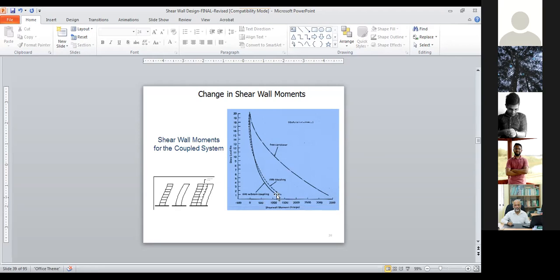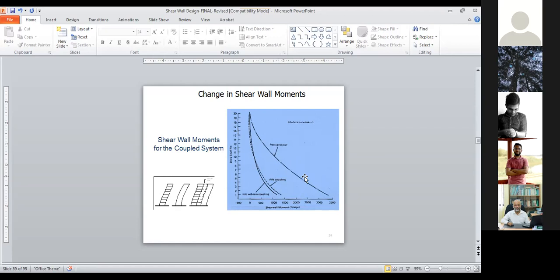You can see here almost 3 times you can reduce if you have the interaction between the shear wall and the frame system. So we can easily understand that shear wall and frame system need to act together, not only to control deflection but also to reduce the moment at the base.